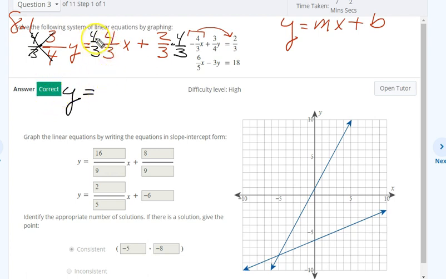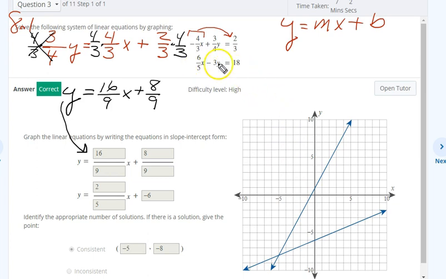Now this one I'm going to multiply. I can't do any canceling. So this becomes 16/9 x. And here, can I cancel anything out? No. This is going to become plus 8/9. And that's what this person had. So they had this one correct. Now, once you fill this in, the graph forms.